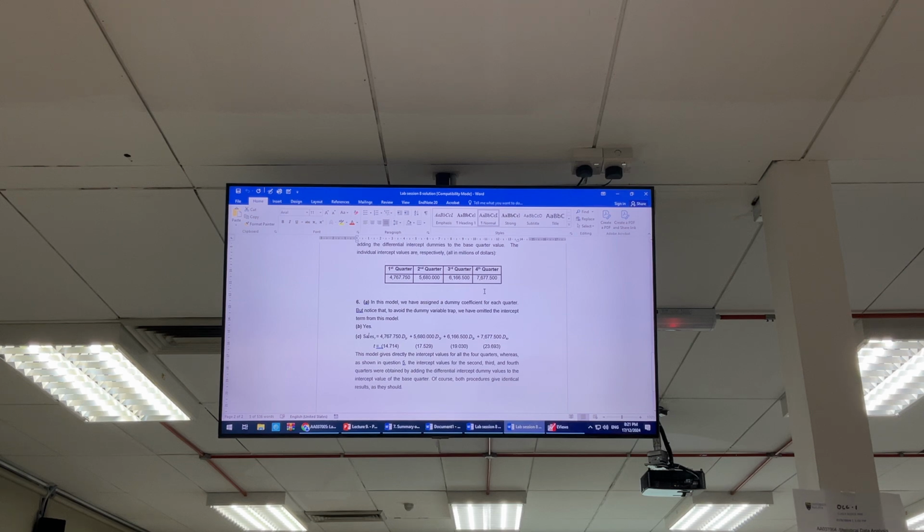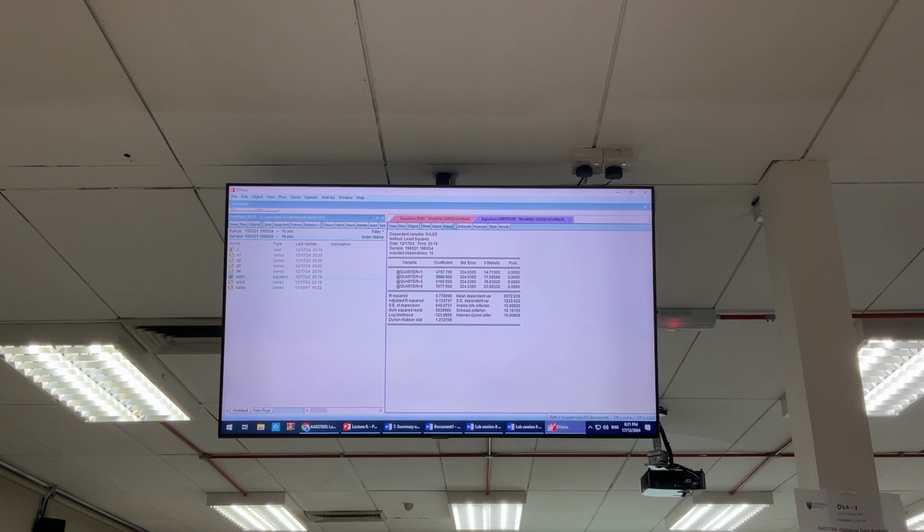So it depends on what test you want to perform. If, let's say, your objective is to compare whether the sales of the second quarter are significantly different from the reference category, then you have to use the first model. But if you just want to test whether the sales are the same or not for the four different quarters, you can use this one as well.